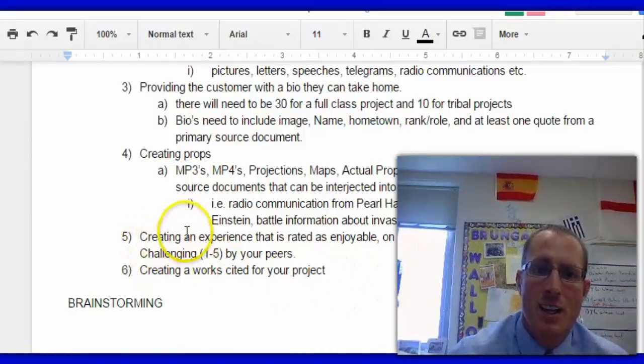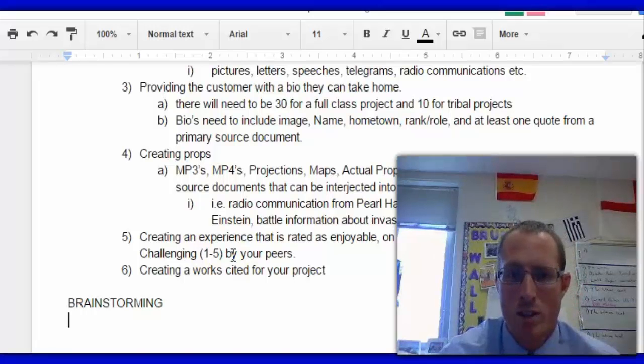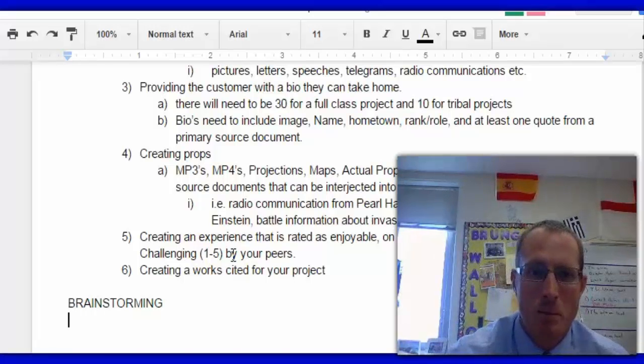The other thing is that you're going to want to try and create an experience that is rated enjoyable by your peers. So we'll ask some people to volunteer and come in and do this simulation that you put together. And hopefully then at the end they'll fill out the survey, and the survey will rank was it enjoyable, was it challenging, was it dull, was it lame, any of these things. So we can take that information and then build on our simulations from there. And then finally you need to create a works cited for your project. Where did you get the information, and then how is it incorporated?